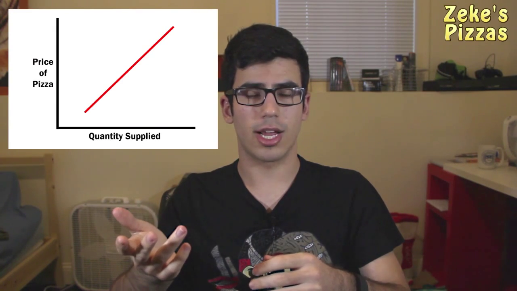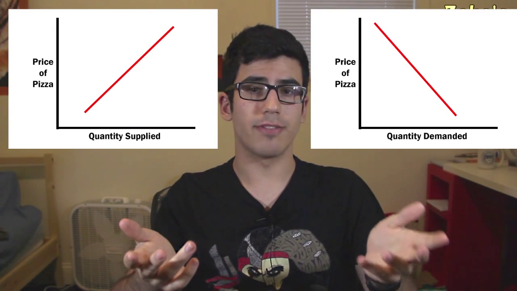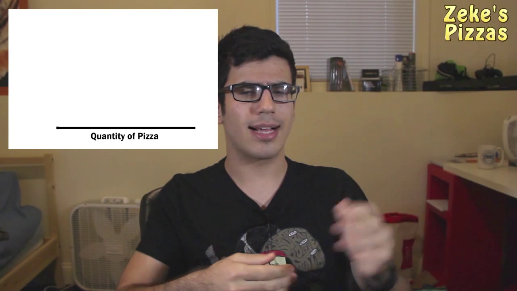So let's take the supply curve that we were just talking about and the demand curve that we were talking about earlier and put them together on one graph. Let's have the x-axis be quantity. Whether it's quantity demanded or supplied basically just depends on which line you're looking at. And we'll have the y-axis remain the price of the pizza.